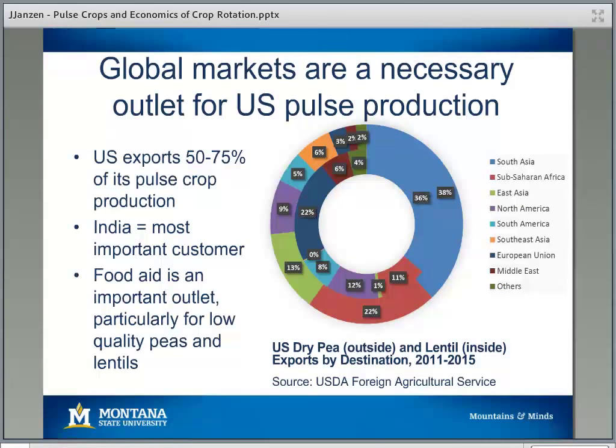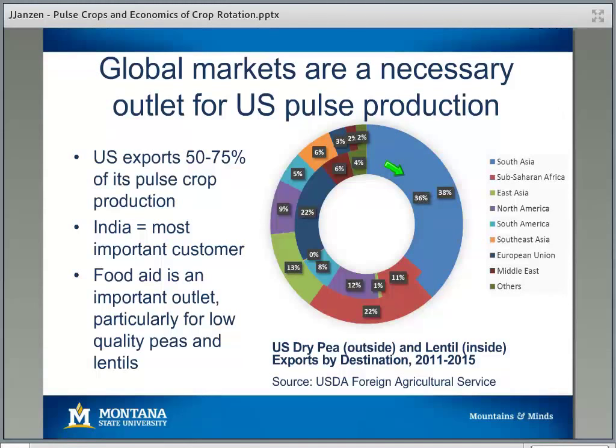Where does this stuff go? Well, the reality is that we're exporting a significant percentage. The majority of it is going outside of the United States. And India is our most important customer. So this graph shows just the share of dry peas and lentils that we send outside of the US every year, and what share of that goes to particular countries. We can see that this blue section over here, about over a third of both our lentils and dry peas, are going to South Asia, and that most of that is India.